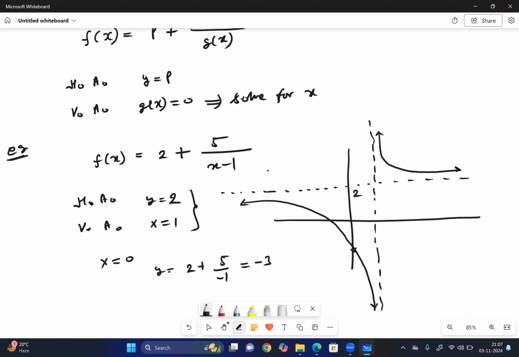And the x-intercept: you can put y equal to 0 and get it easily, in case you need to show it or find it. So the asymptotes are x equal to 1 and y equal to 2. That's right. Understood. All right.